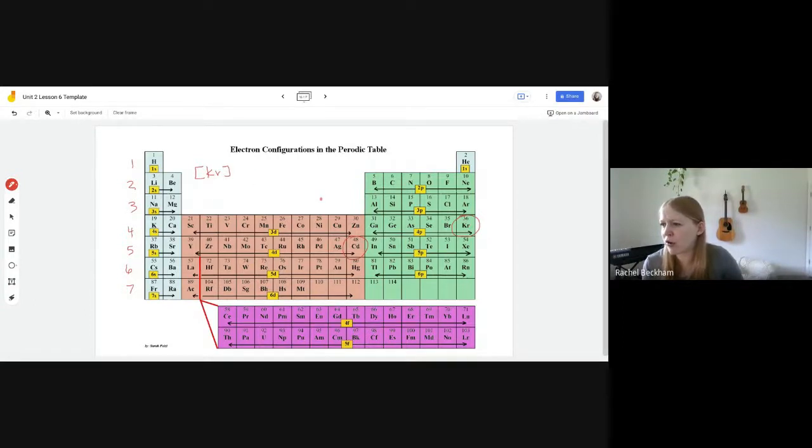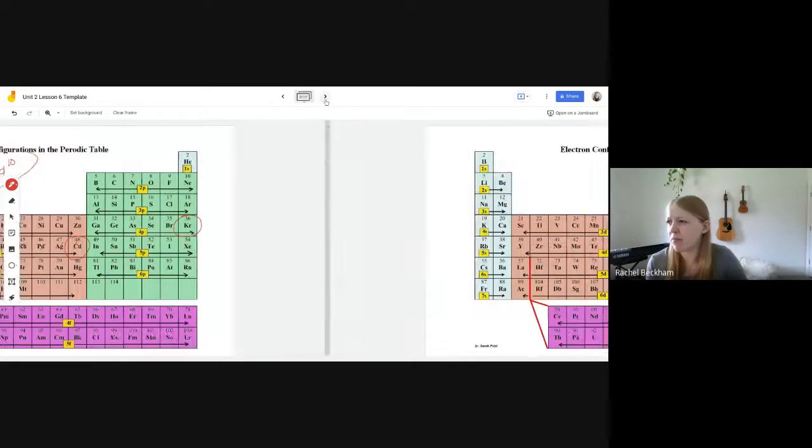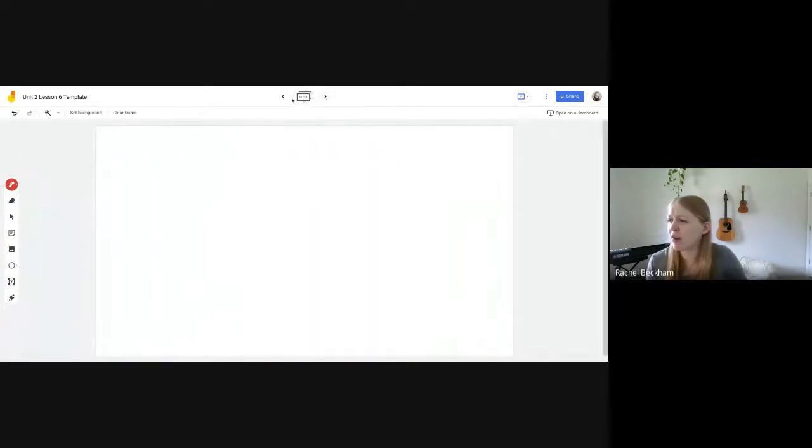Everything else is taken care of. So after krypton is row 5, section S, 2 blocks, row 4, section D, and then we counted already to 10. 1, 2, 3, 4, 5, 6, 7, 8, 9, 10. This is the abbreviated version for cadmium, which is the answer to number 24 on your problems. And that's all that we're going to deal with today.